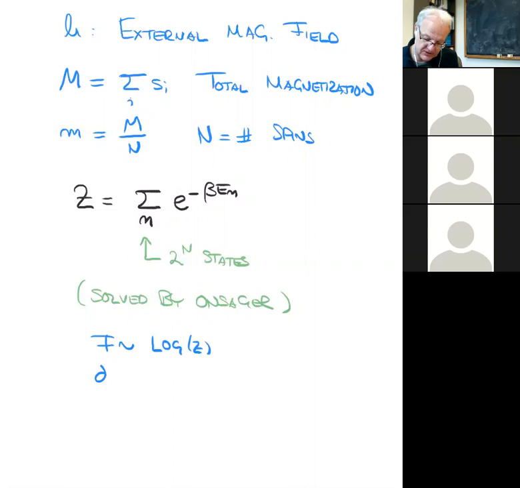And then if you computed something like the derivative of the free energy with respect to this external potential, then you can bring down a factor of the magnetization. So that would be proportional to the mean magnetization of the system. So if you could somehow compute that, you could compute the magnetization.